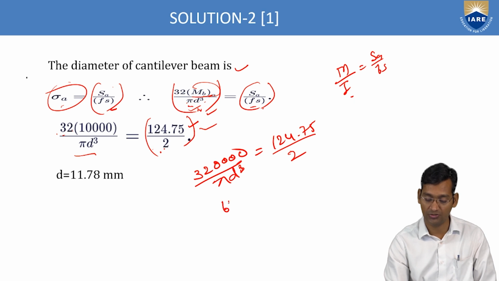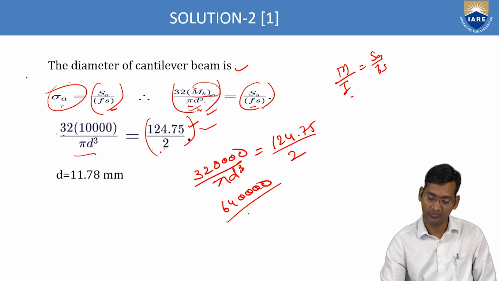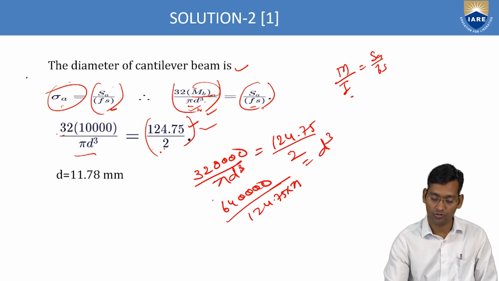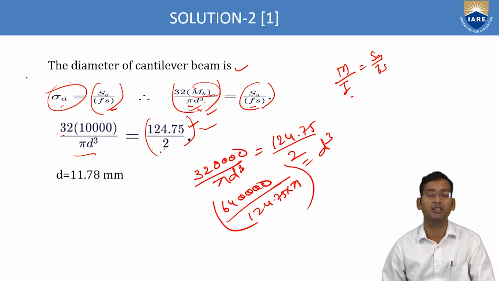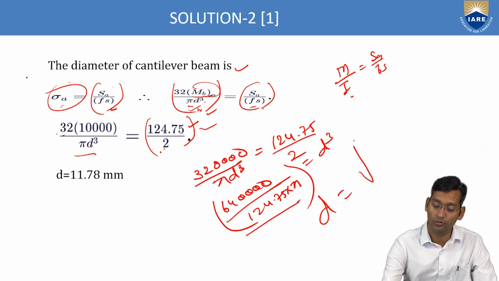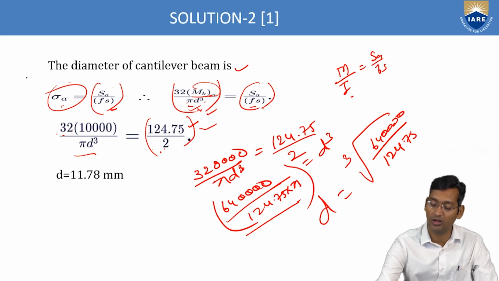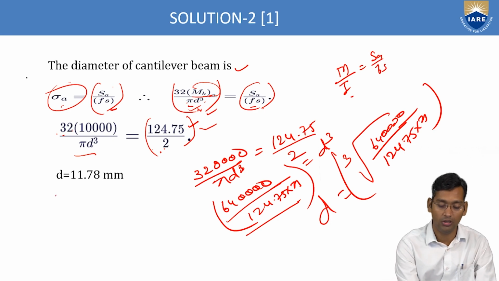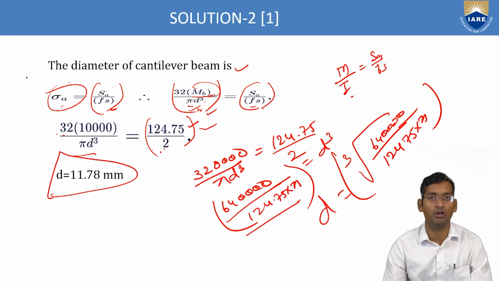So 32 into 2, 64, by 124.75 into pi, this coming to this side, and that equals d cube. So simplify this one, and then take the cube root of this value. So d will be equal to the cube root of 640000 divided by 124.75 into pi. This value will give you the value of d. After solving this, you get the value of d as 11.78 mm.